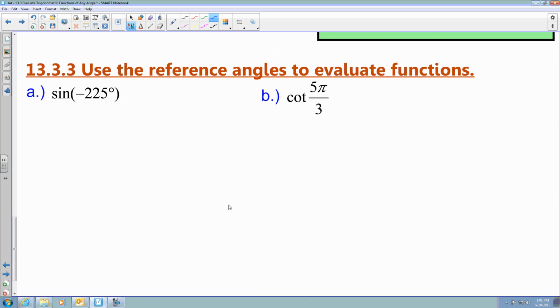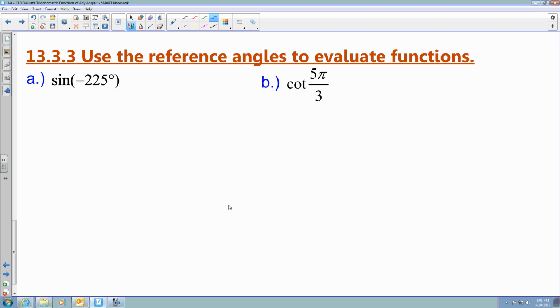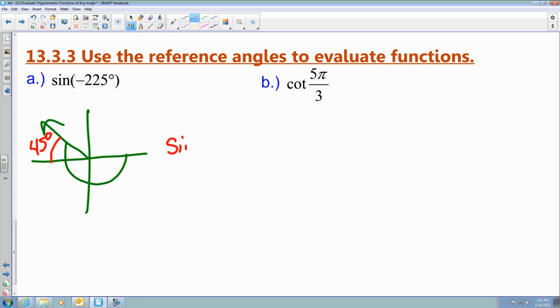So if we have the sine of negative 225 degrees, first thing I want to do is find my reference angle. If I make my box here and find negative 225, it looks like it's going to be somewhere right around here. And I want to find this reference angle, which is right here. This reference angle happens to be 45 degrees. So technically what I want to do is find the sine of 45 degrees. That happens to be one of the special trig values, and the sine of 45 degrees is the square root of 2 over 2.